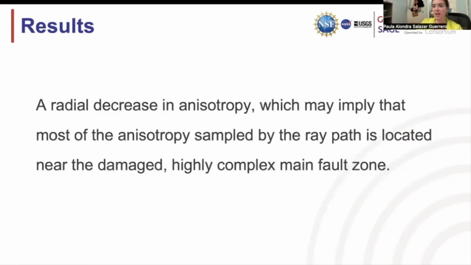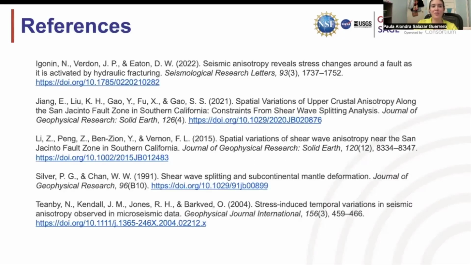So for the results, I don't actually have the results, but some preliminary results were that there's a radial decrease in anisotropy, which implies that most of the anisotropy sampled by the ray path is located near the damaged, highly complex main fault zone. So that is it for my presentation.